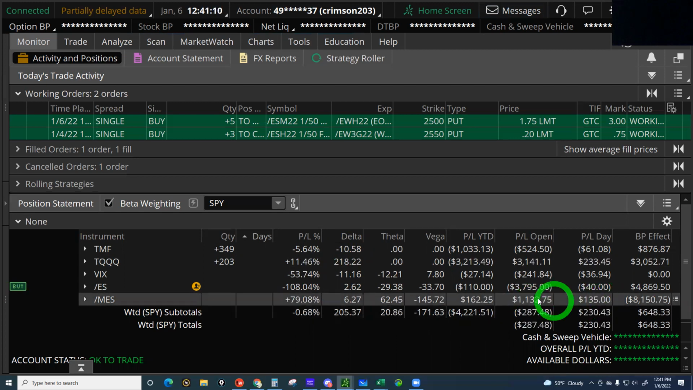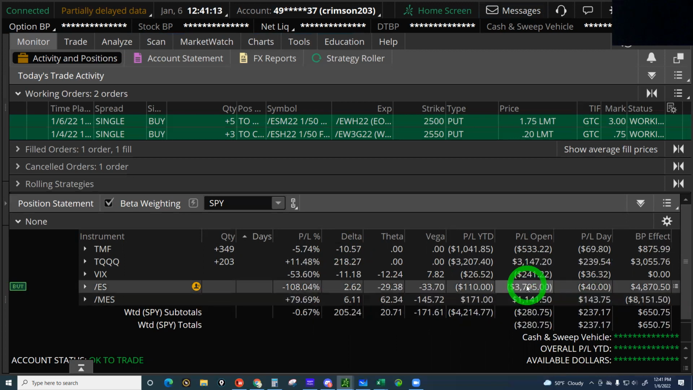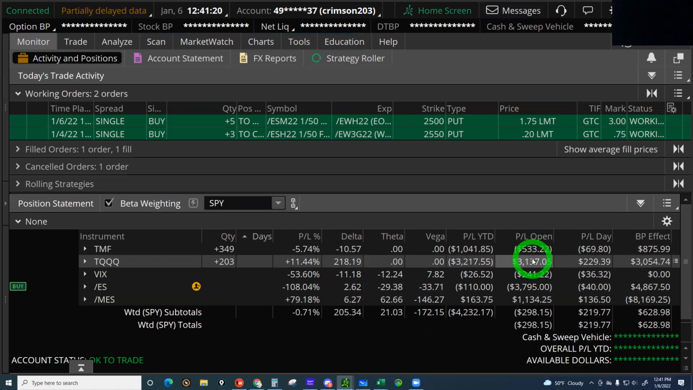What a great little 111 trade that is. On ES, I'm down $37.95. TQs, I'm up $231 on the day. I'm up $3,000 here. Even though we lost $3,000 yesterday on the open, we're still up $3,000 on that.